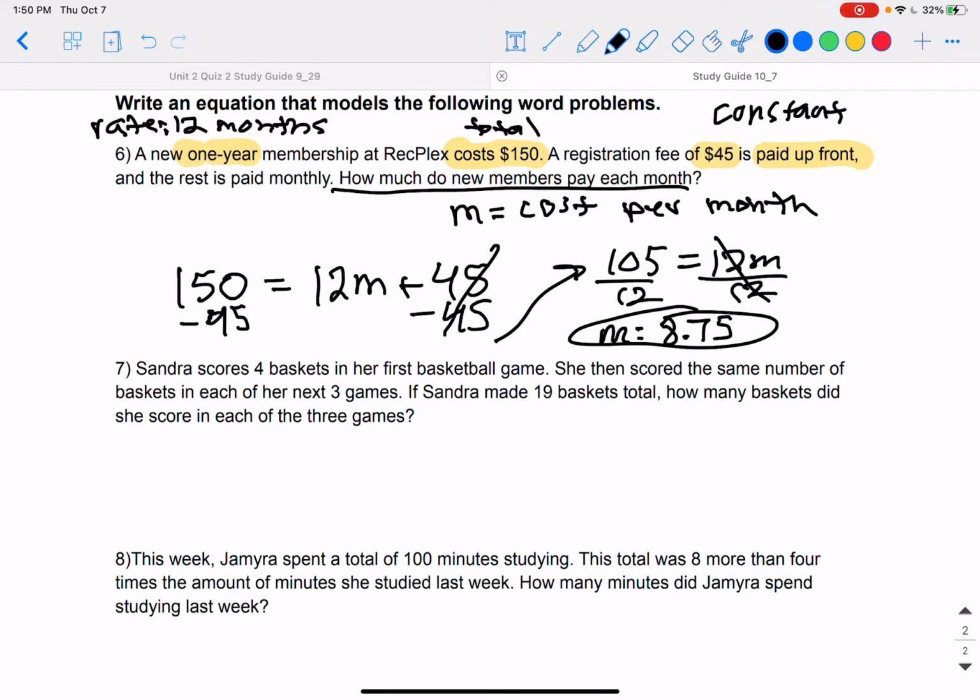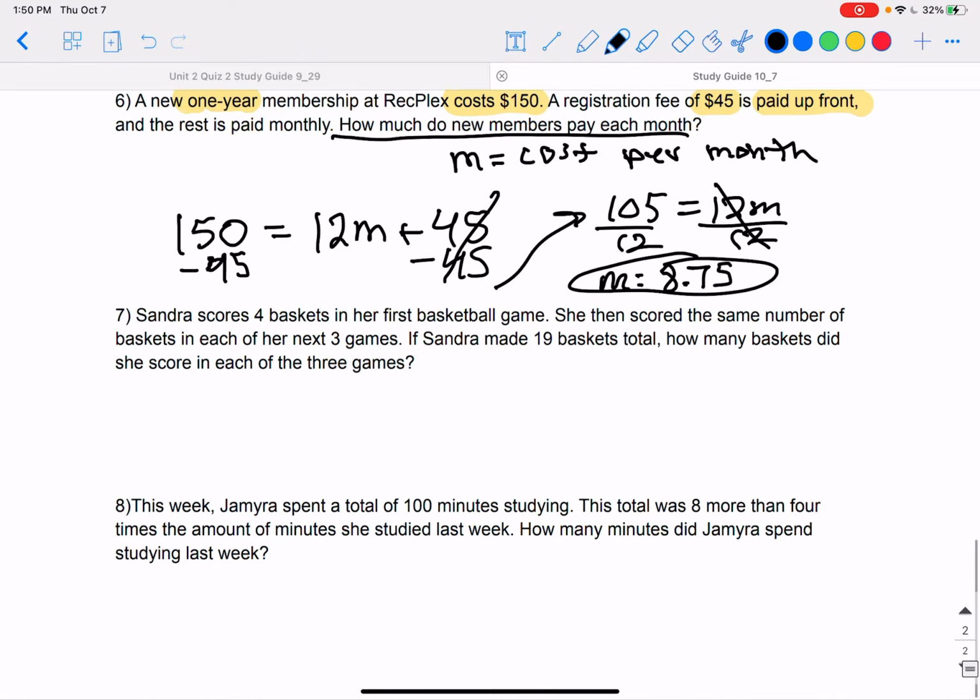If you just say m equals 8.75, nobody knows what you're talking about because they can't see the work that you've done. You called m the cost per month. That was just for you to figure it out. Now you've got to put it back in the context and let the person who's asking you this know how much new members pay each month. Okay, so at the very least, you need to write $8.75. So I know it's money, but if you want extra kudos on the quiz, write it as a sentence, and we may throw some bonus points your way.